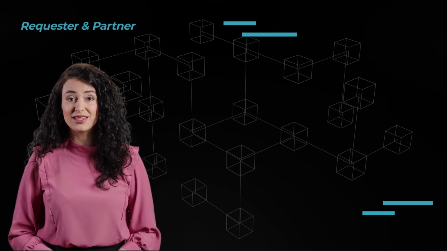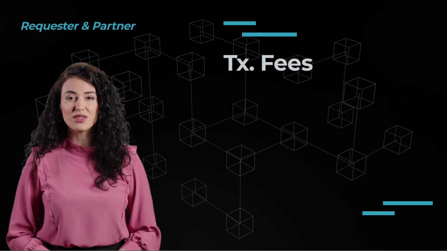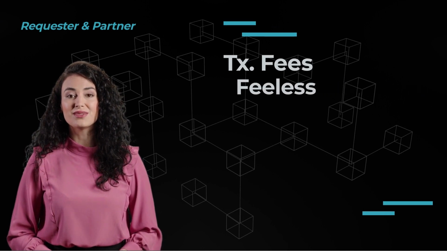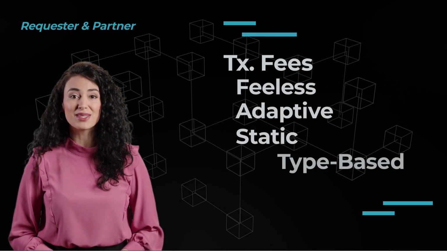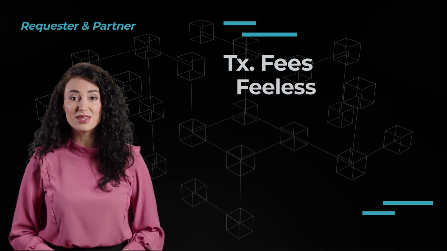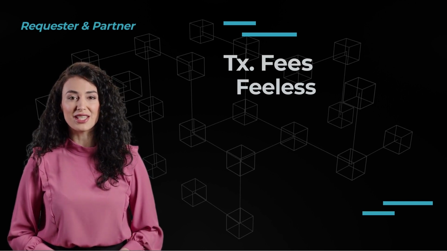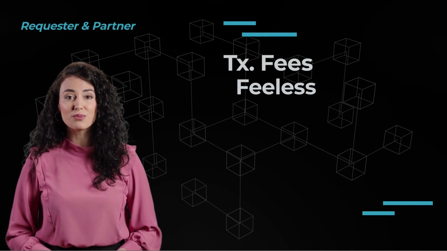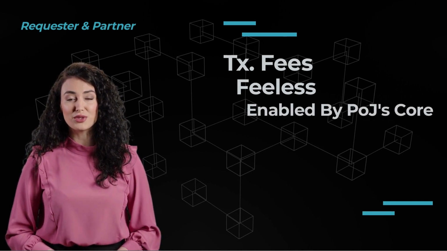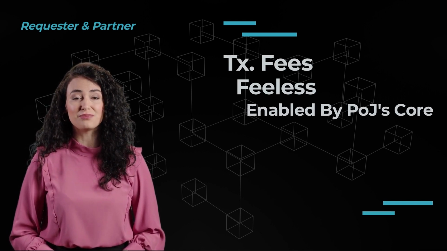Before we continue, it is important to understand the concept of transaction fees. There are generally 5 possible types of transaction fees in proof of justice: feeless, adaptive, static, type-based, and dynamic. The feeless transaction fee type does not require the requester to pay any fees in order to create and push a transaction to the network. This is possible mainly because of the scoring system, the Peterson mechanism, and the block generation process. The block generation process will be explained in the next video.